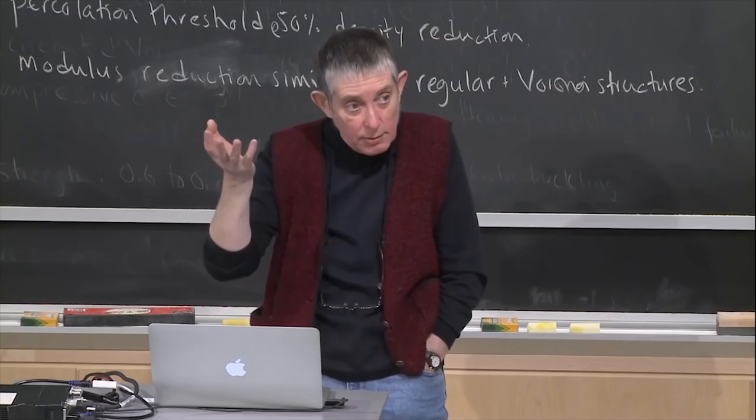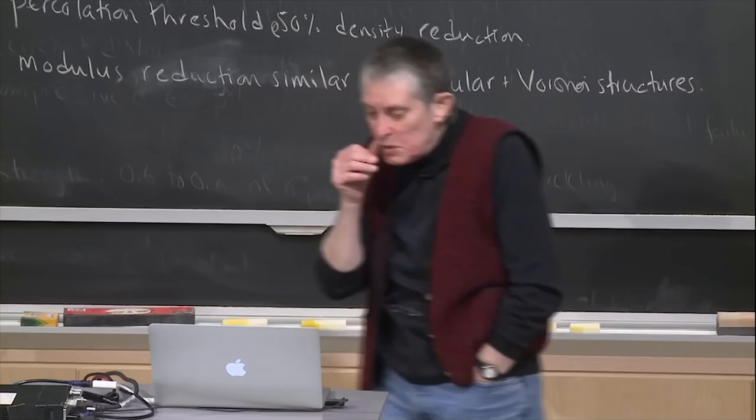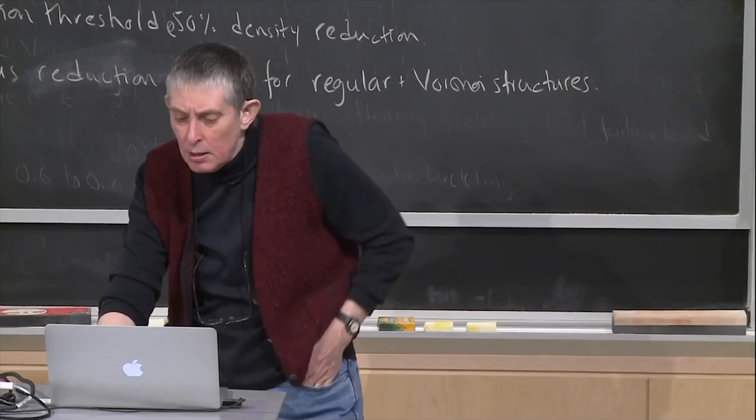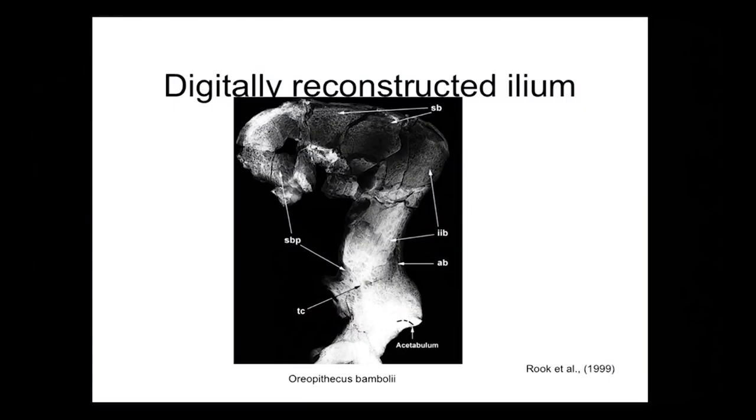So this just shows for a human and a non-human primate what the structure of the ilium is. And these little black boxes with the letters are what are called anatomical landmarks. So they're sort of comparable spots on the bone of different species. And what they were doing was looking at the trabecular architecture at these different spots, okay? So you can kind of see how they're more or less analogous in the two different species. And this is the digitally reconstructed ilium that they put together from their fossil species. And again, these little letters refer to these anatomical landmarks.